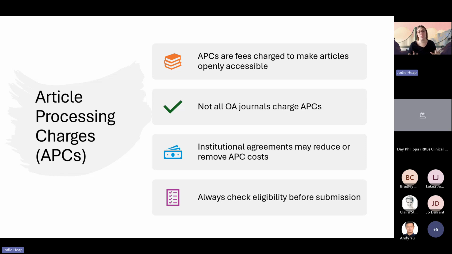The good news is not all open access journals charge article processing charges. There are different routes to having gold level open access that don't cost an arm and a leg. For example, institutional agreements may reduce or remove those article processing charges, but you do have to check before you submit. Okay. The library does lots of things, but we cannot do everything, and you have to make sure that you are engaging with the publishers correctly.